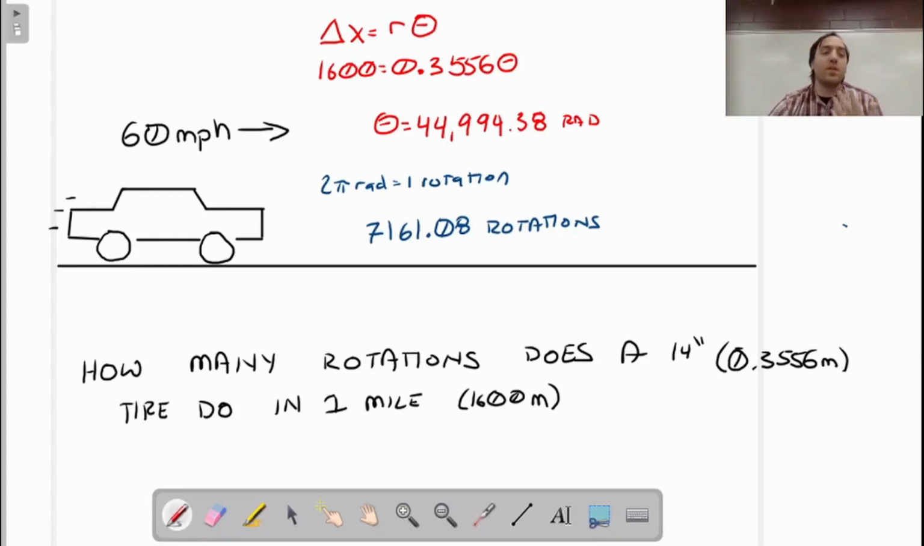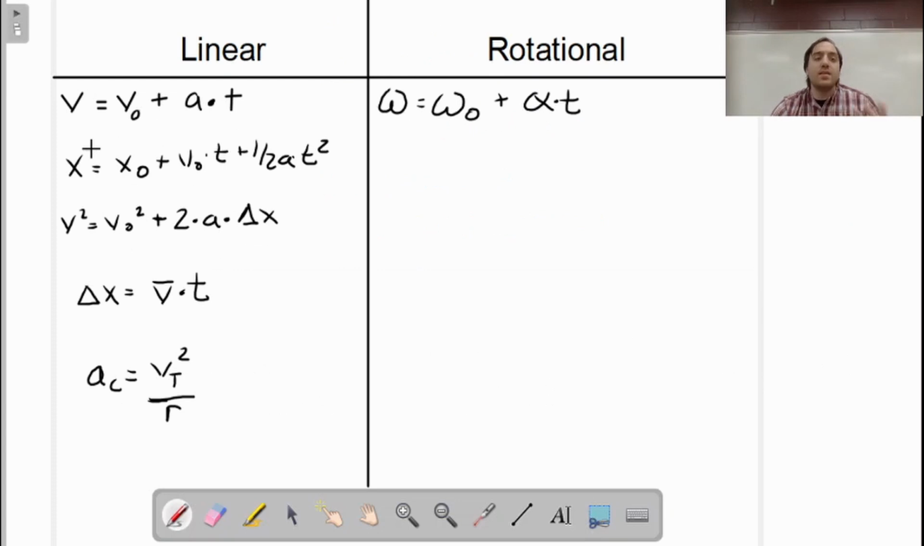These equivalences even go a step farther. We can start looking at our equations, and instead of using these equations we have here, we can substitute in. V becomes this. Strictly speaking, if we want to be accurate, I'd have to substitute omega r in for V, and alpha r in for acceleration, but the r's all divide out, meaning that the equation I get ultimately is this one.